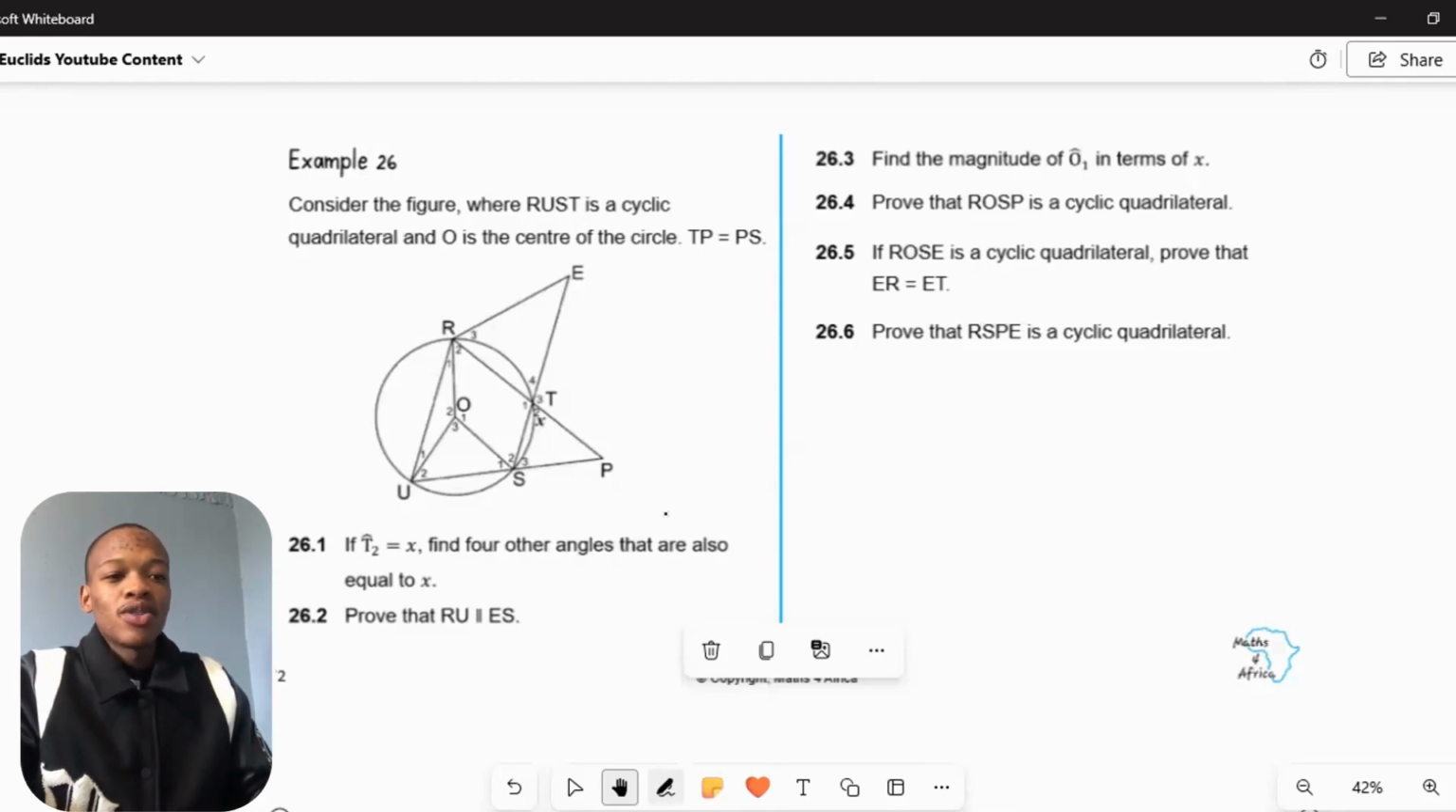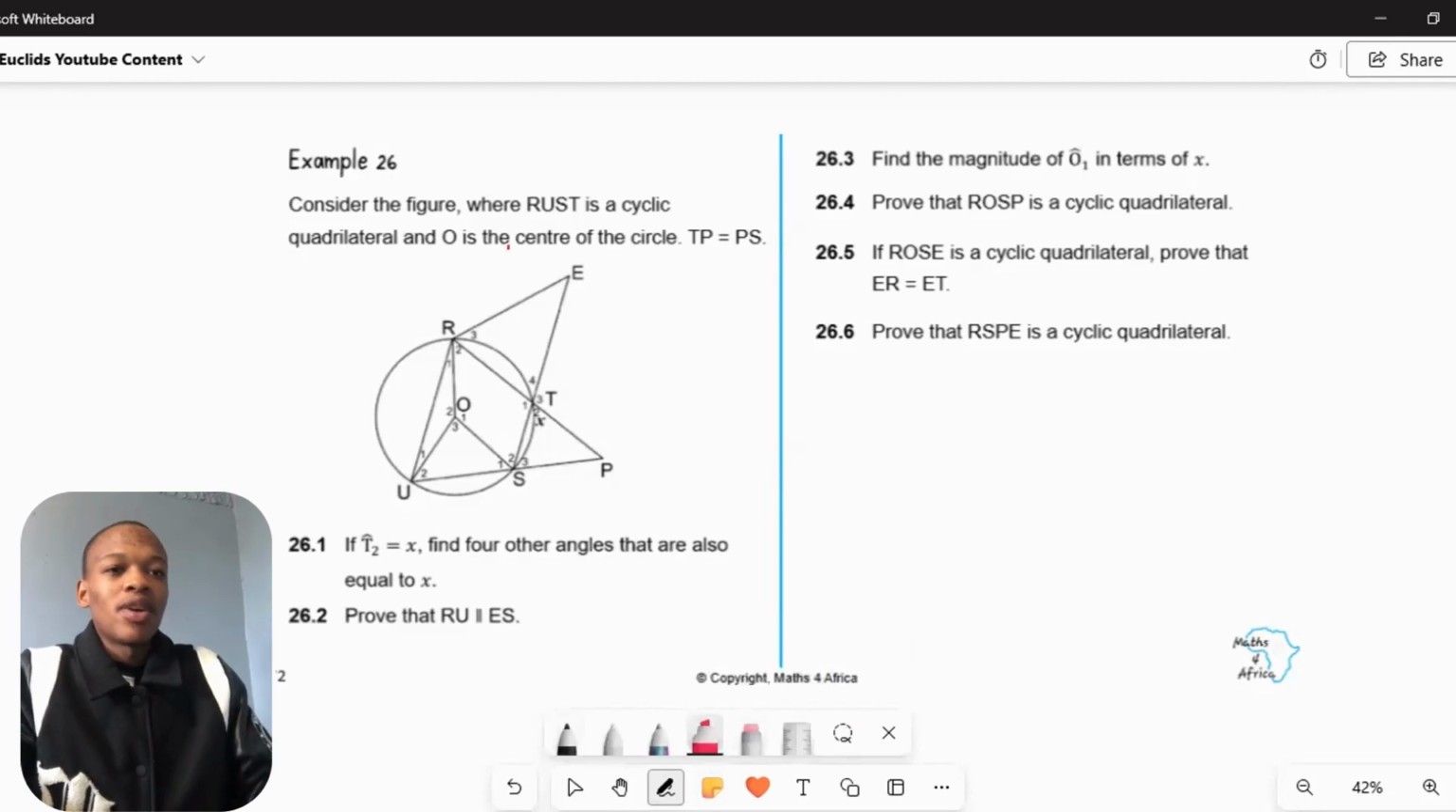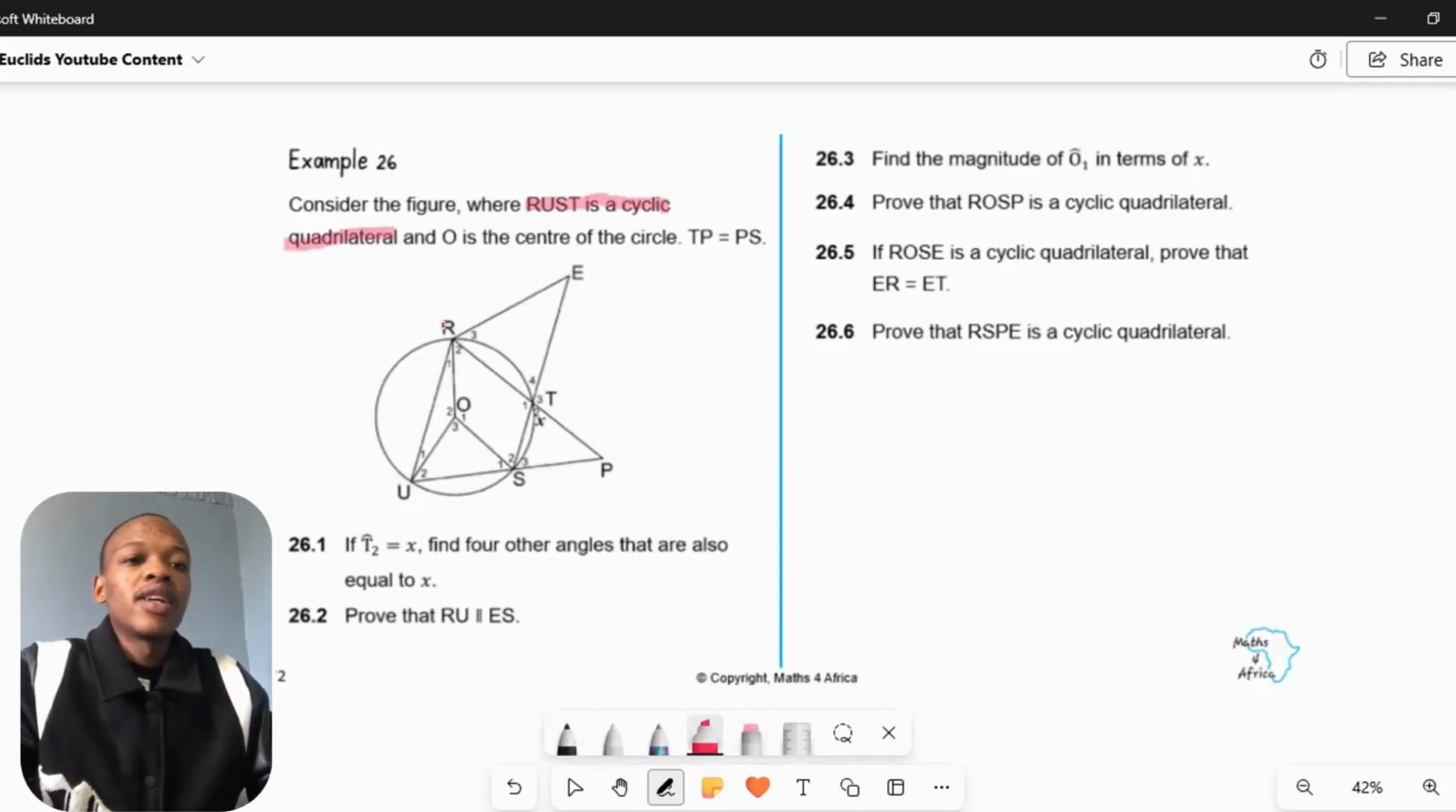Let's go. So this time, what is given to us? We are told that RUST is a cyclic quad. Let's go and indicate that cyclic quad, RUST.